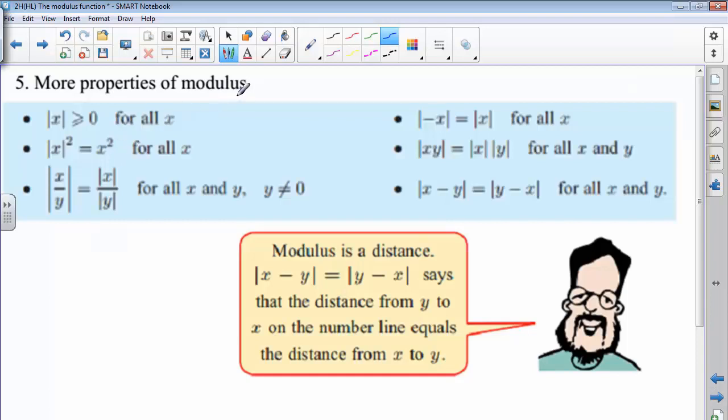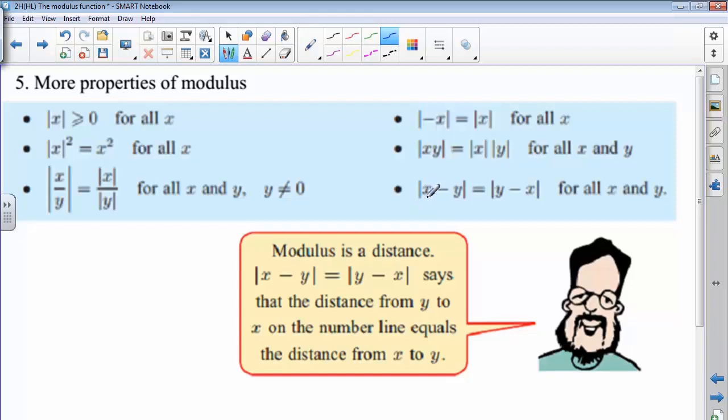More properties of absolute value. The absolute value of x is larger than or equal to 0 for any x value. The absolute value of x squared equals x squared for all x values. The absolute value of x over y equals the absolute value of x over the absolute value of y. The absolute value of -x is the same as the absolute value of x. This one is true for all x values. And this is the multiplication property that we just talked about in example 4.